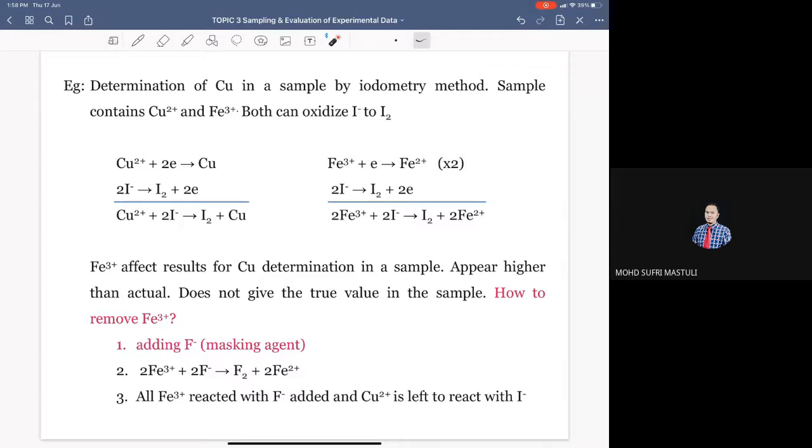So how do we remove the Fe3+? We can add a masking agent. The masking agent reacts with the Fe3+ and forms a complex, leaving the Cu2+ in the sample, and we can proceed with the sample analysis to determine the composition of the analyte.